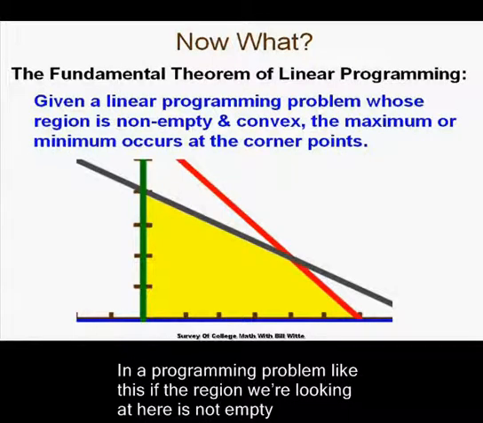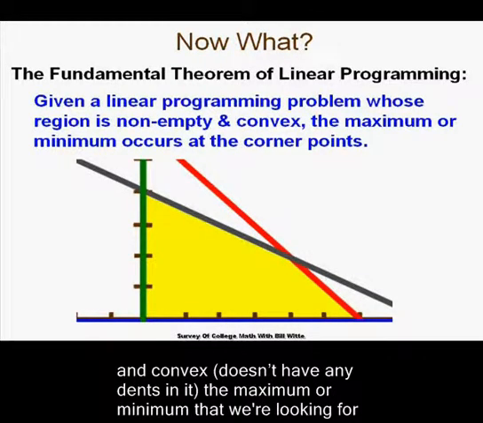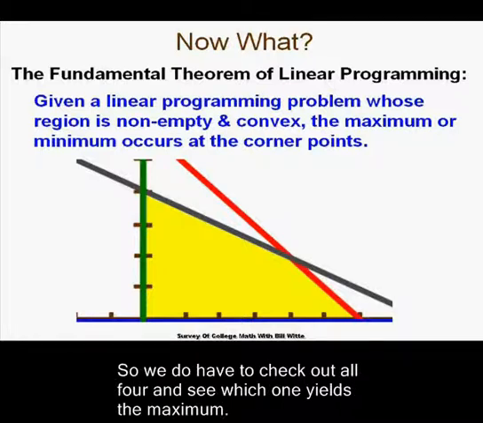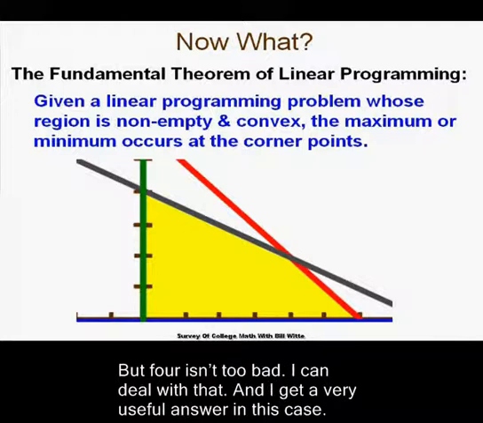Well, in a programming problem like this, if the region that you're looking at here is non-empty, because we have to have a region, and convex, doesn't have any dents in it, the maximum or minimum that we're looking for, here's the big kicker, will always occur at the corners. Now, this one has 4 corners, so we're going to have to check out all 4 and see which one is the maximum. But 4 isn't too bad. I can deal with that, and I get a very useful answer in this case.